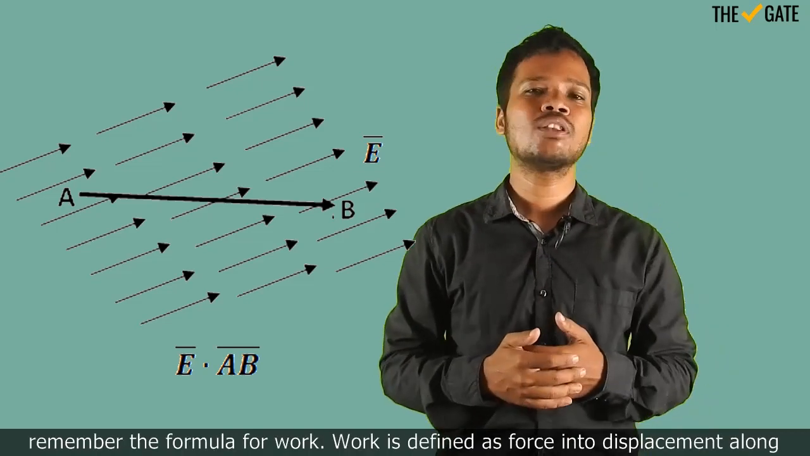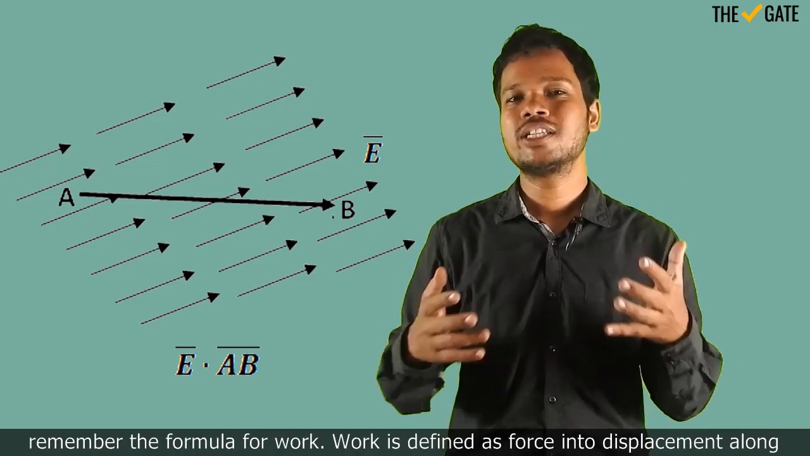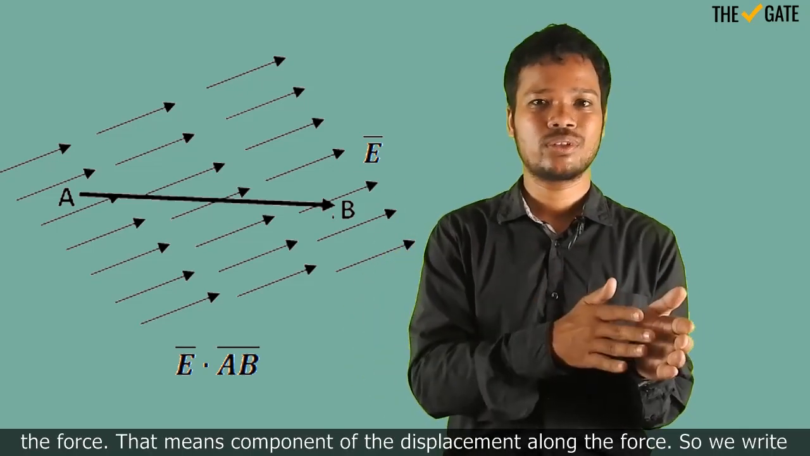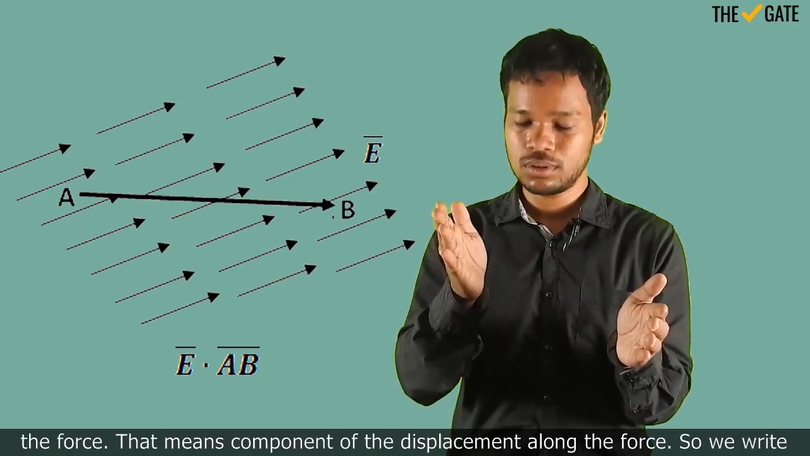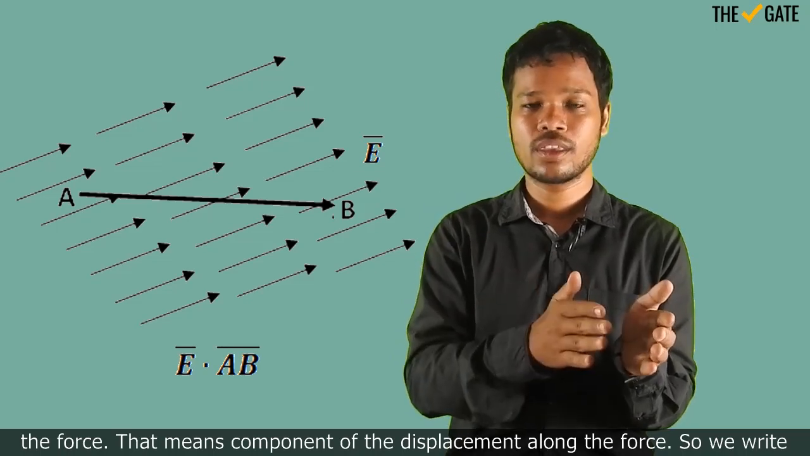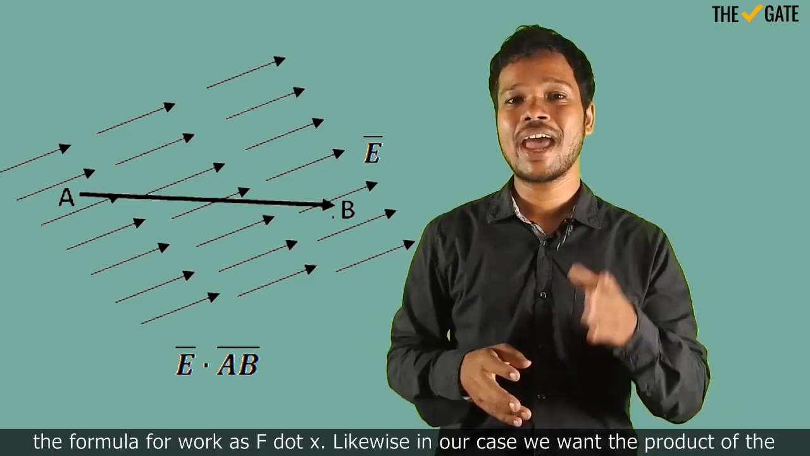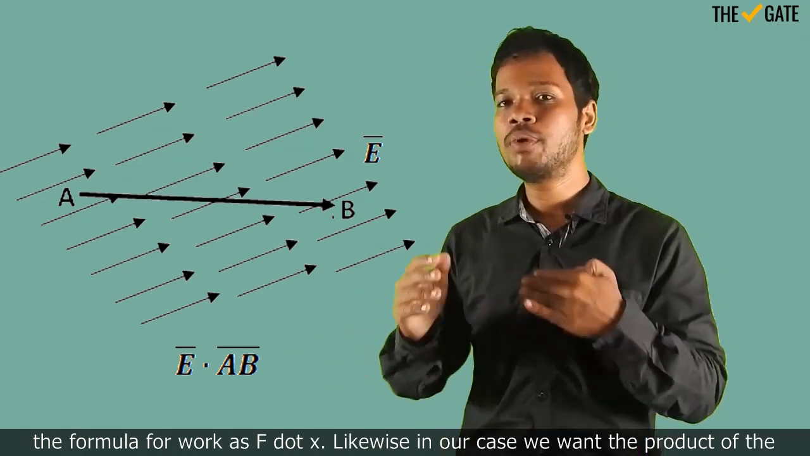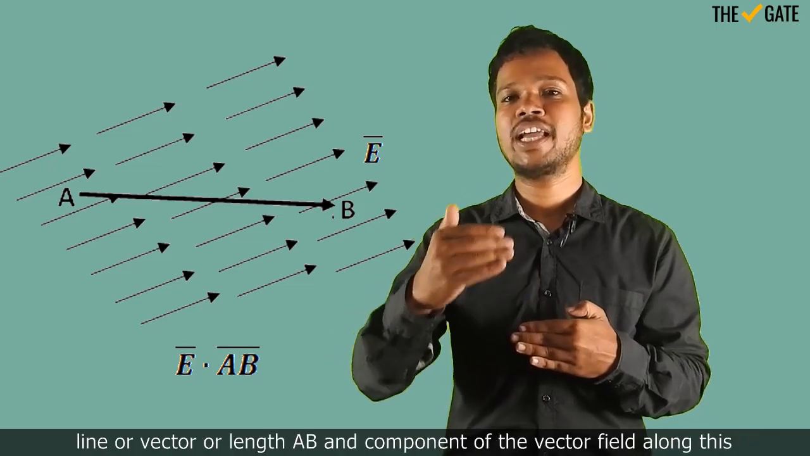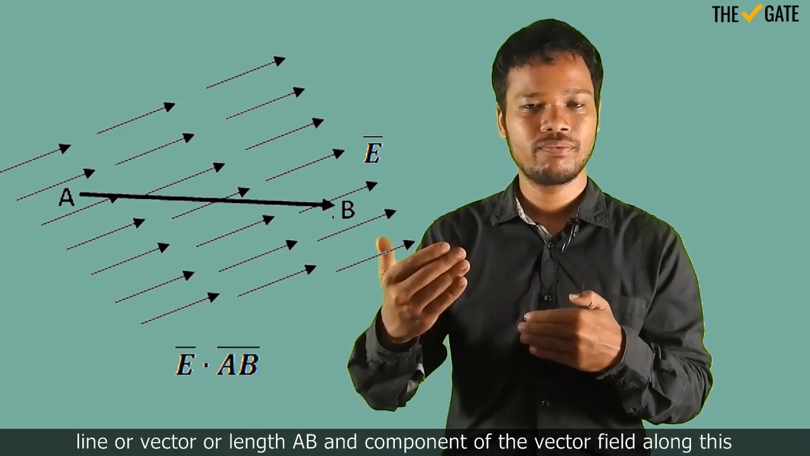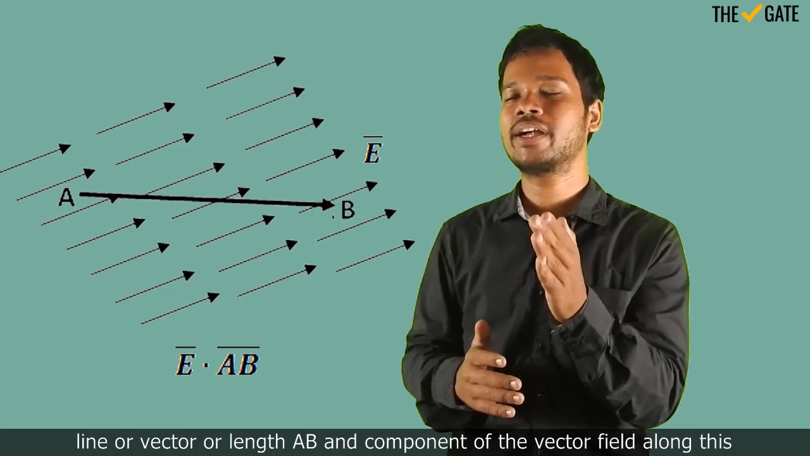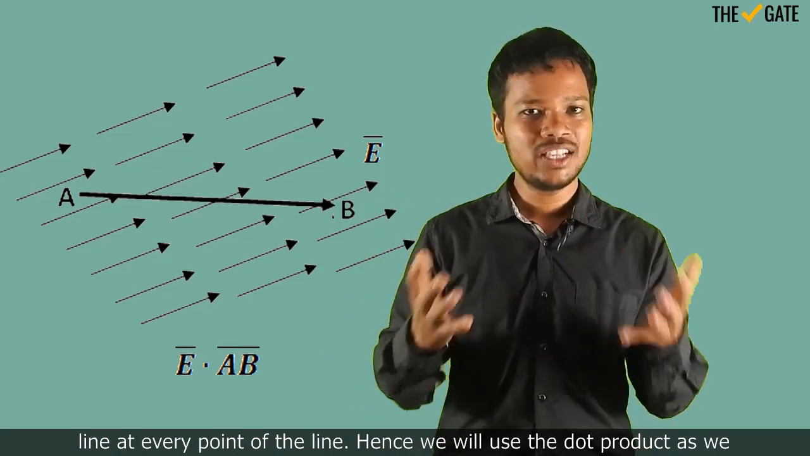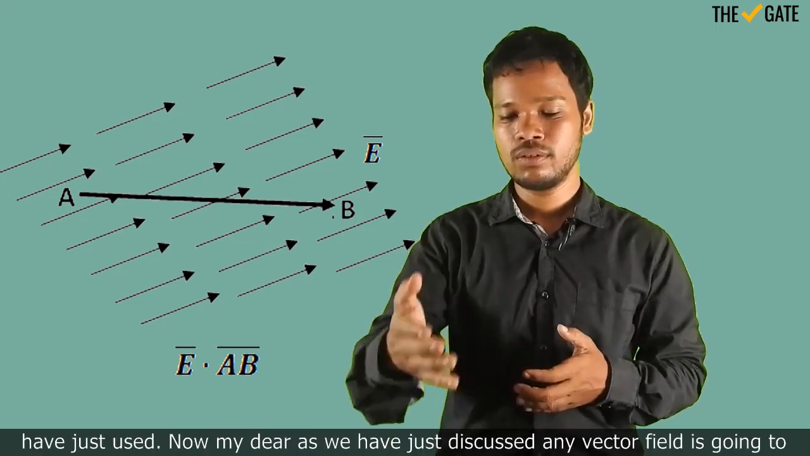Just remember the formula for work. Work is defined as force into displacement along the force, that means the component of the displacement along the force. So we write the formula for work as F dot X. Likewise, in our case, we want the product of the line or vector or length AB and the component of the vector field along this line at every point of the line, and hence we will use the dot product, as we have just used.